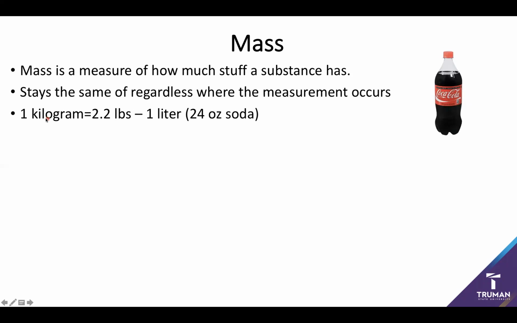Most usefully, 1 kilogram is a liter of most liquids. So if you have a liter of soda, that's a kilogram. If you have a 2-liter bottle, that's about 2 kilograms, or about 4.5 pounds. So that's actually a fairly useful way to think about it: liters of soda when you're talking kilograms.